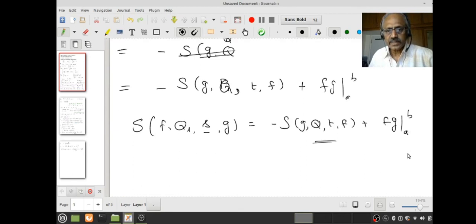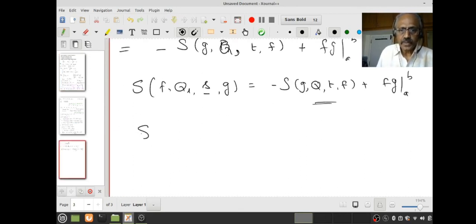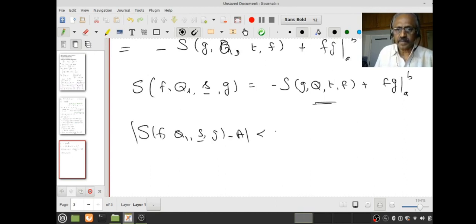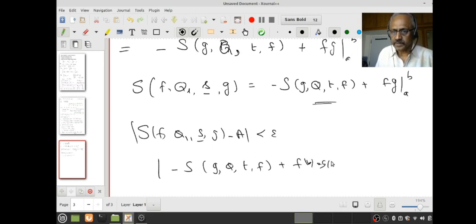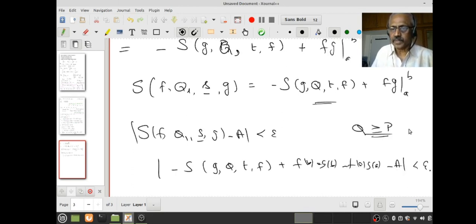Is that clear? Therefore, what we know is S(f, q1, g), because q1 is finer than q and q is finer than p, therefore this minus A is less than epsilon. That shows this fellow is less than epsilon, minus S(g, q, f) plus f(b) g(b) minus f(a) g(a), minus A is less than epsilon. This is for every partition q which is finer than p, and for any set of tags in q. You understand this?